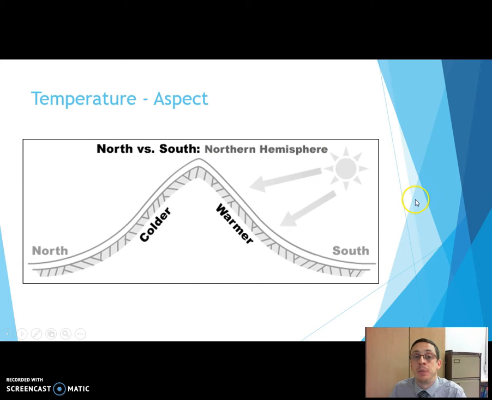Now next, aspect. Now aspect's about which way you're facing. So we look at it this way, we've got a nice simple diagram here that shows you if you're in the northern hemisphere, you've got a hill, it's got a south facing side and a north facing side. Now because the equator is relatively to your south in the northern hemisphere, anything that's facing south is going to be heated more substantially than things that are facing north. And because of this, we see that south-facing slopes are a lot warmer than north-facing ones.